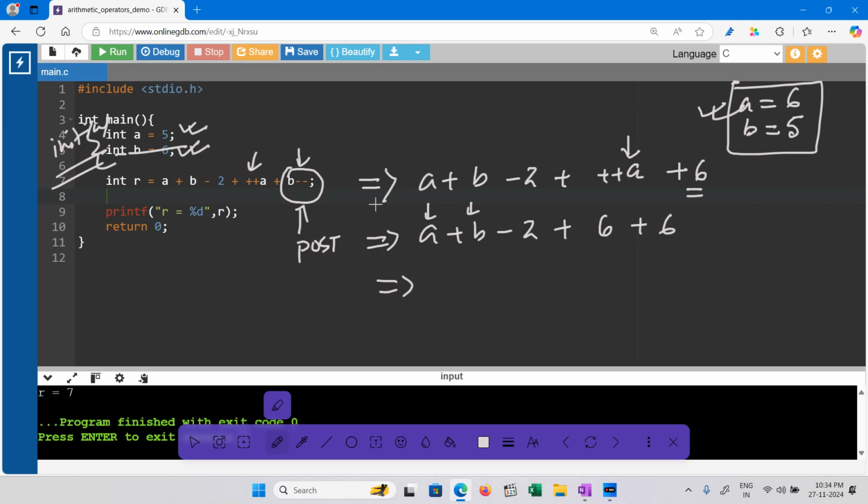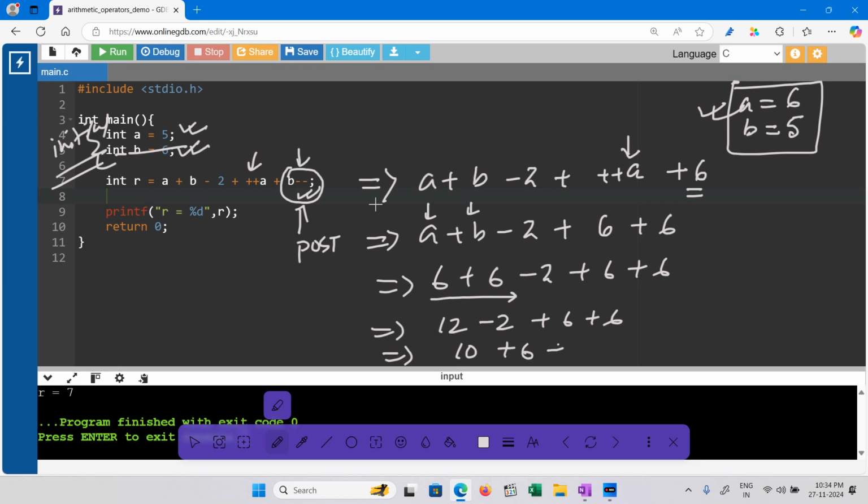So what is the present value of a? 6. What is the present value of b? Also 6. Now it is very straightforward. We need to follow the order left to right. So it will be 12 minus 2 plus 6 plus 6. So 12 minus 2 is 10, plus 6 plus 6. So 10 plus 6 is 16, 16 plus 6 is 22. So let us check the result by executing this code. Okay, we get the value as 21.